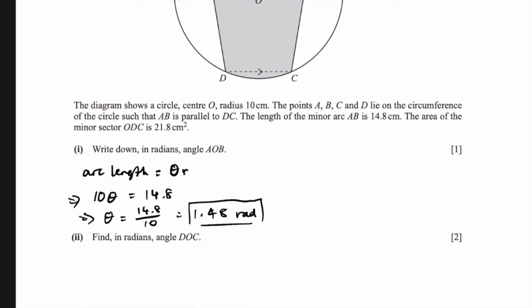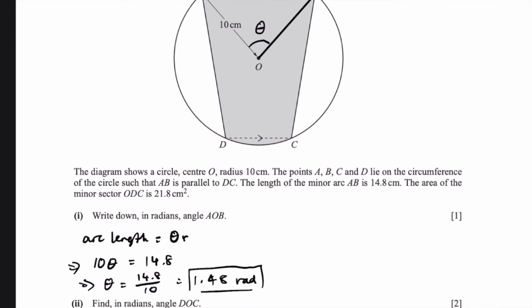So find in radians angle DOC. So DOC is this angle over here, just like that. So we're asked to find what angle DOC is. So this is 2 marks, so it's going to require a little bit more effort. It says that the radius is 10 centimeters of this circle, so we can just label these 10. And it says that the area of the minor sector ODC, which is this portion over here, is equal to 21.8 cm squared.